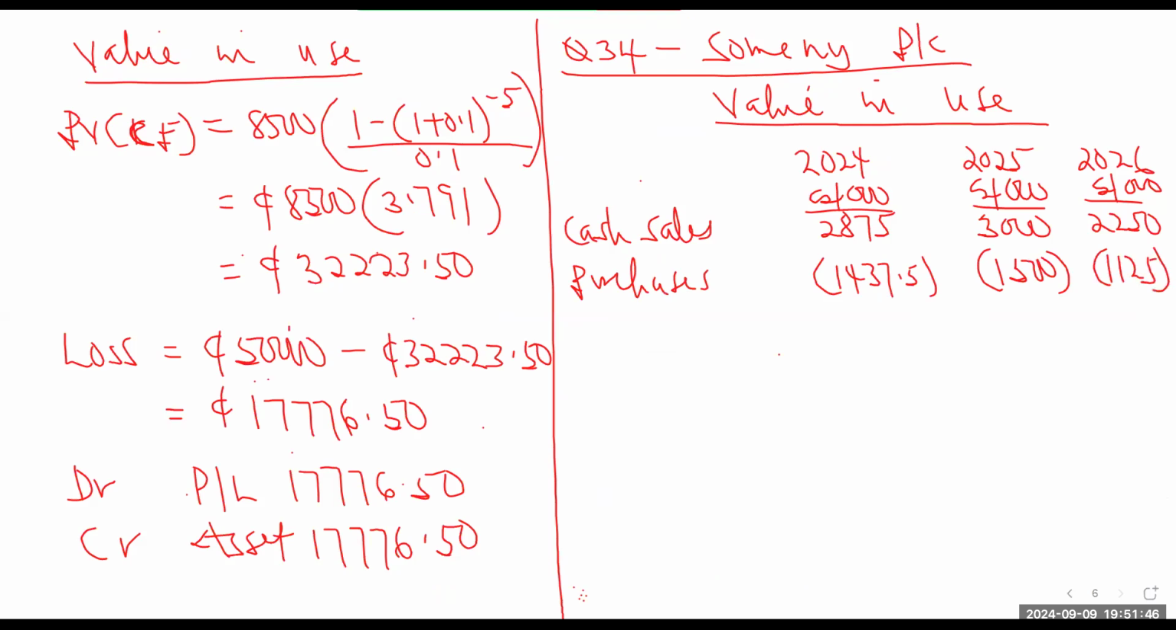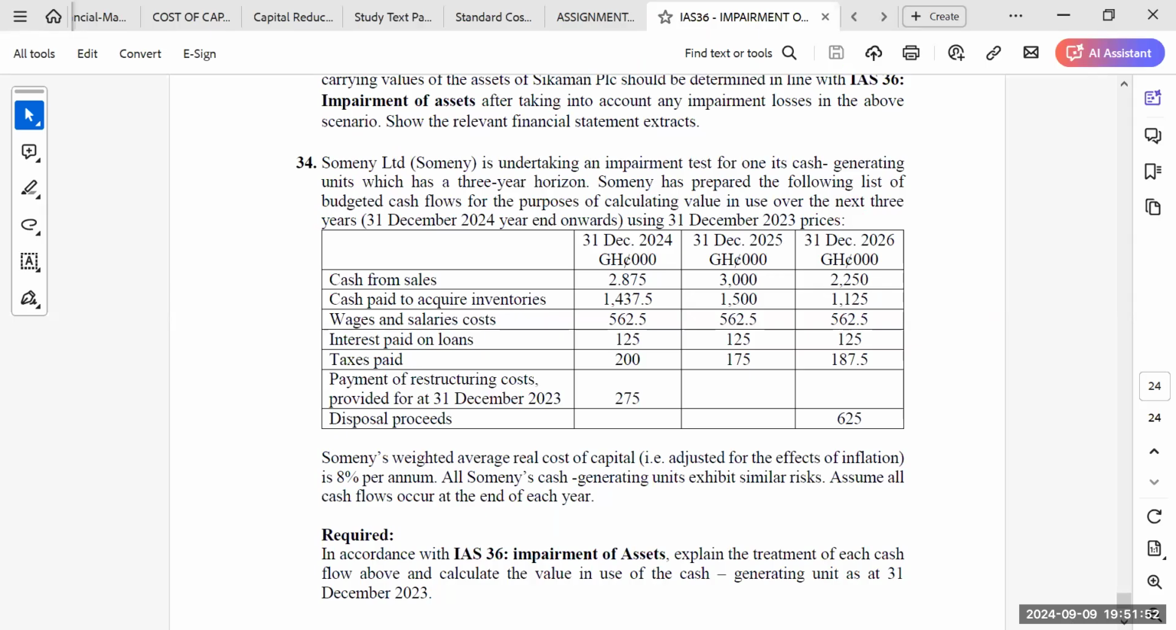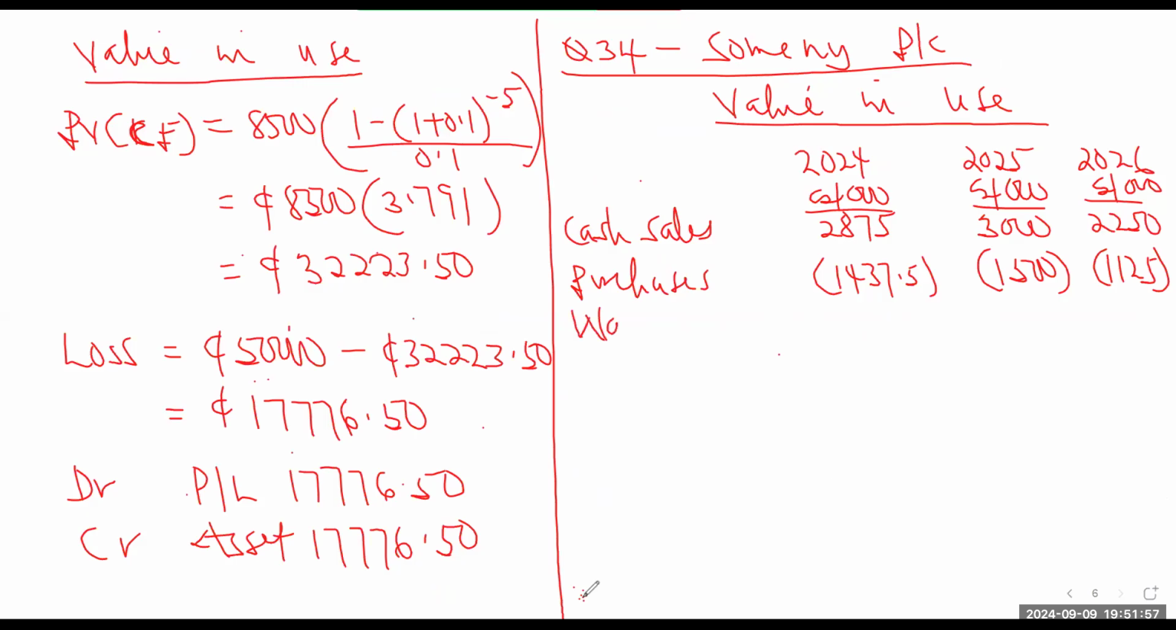Let's see whether another cost will come there. Wages and salaries. So wages and salaries will come there. 2024 is how much? 562.5. It runs through all. They are all 562.5.